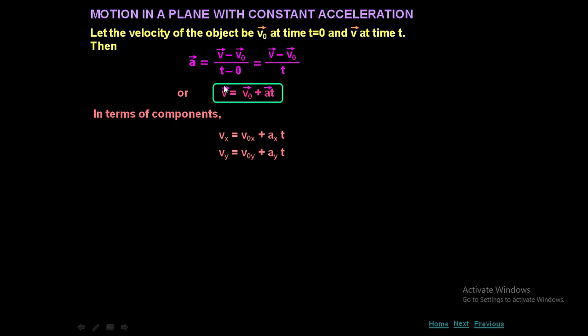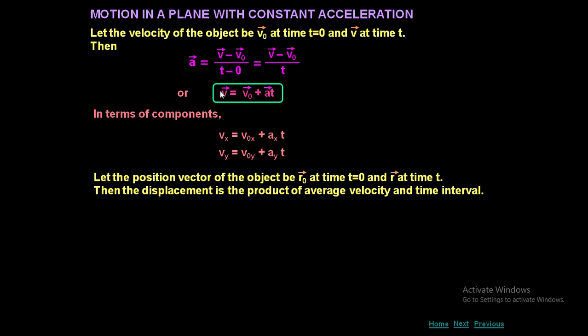That means v bar can be represented as vx i cap plus vy j cap. V naught bar can be represented as v naught x i cap plus v naught y j cap, and a bar can be represented as ax i cap plus ay j cap.